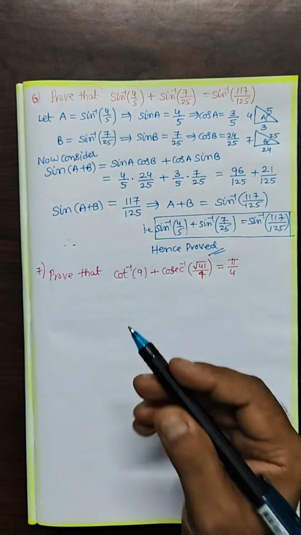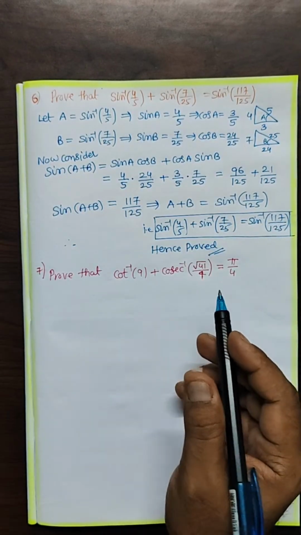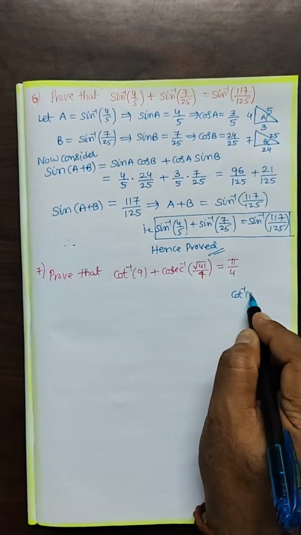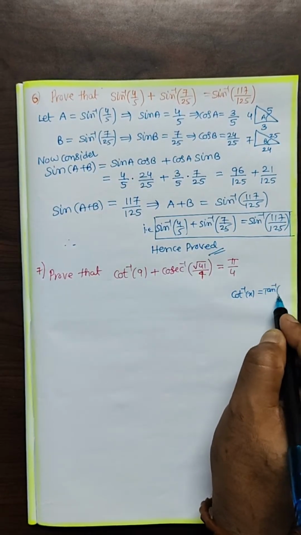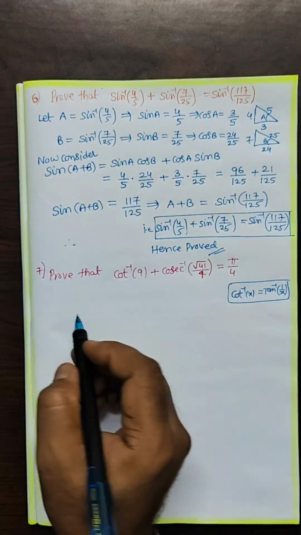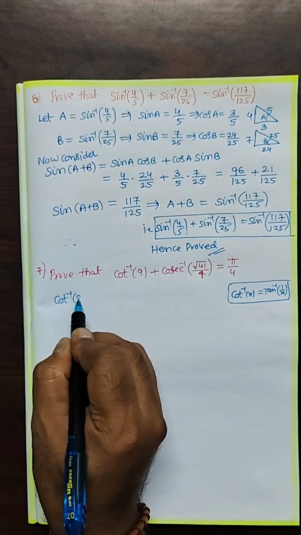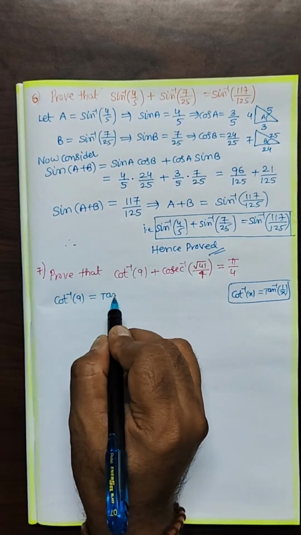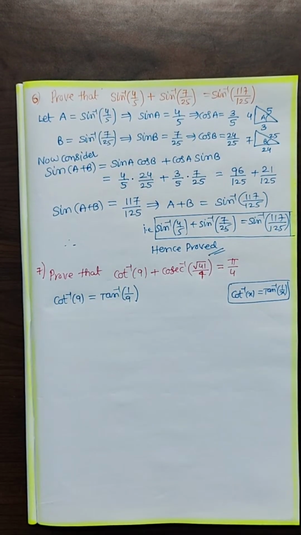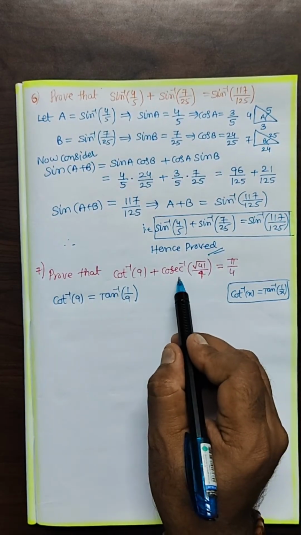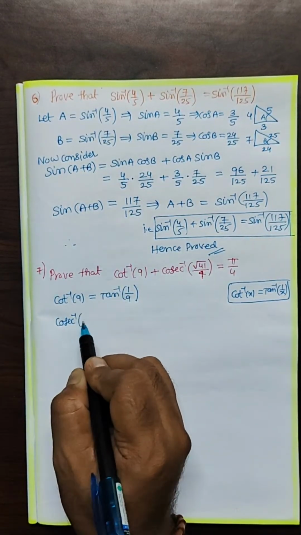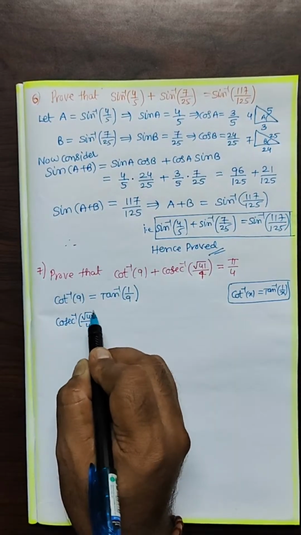Here we will go with different trigonometry. Here cot inverse is there. We have the formula cot inverse x is equal to tan inverse of 1 by x. By using this, cot inverse of 9 is equal to tan inverse of 1 by 9. This is over. Next, here cosecant inverse is there, no? Cosecant inverse of root 41 divided by 4.